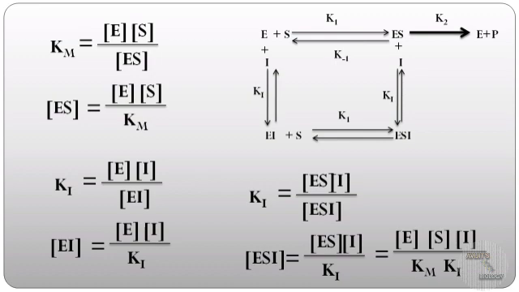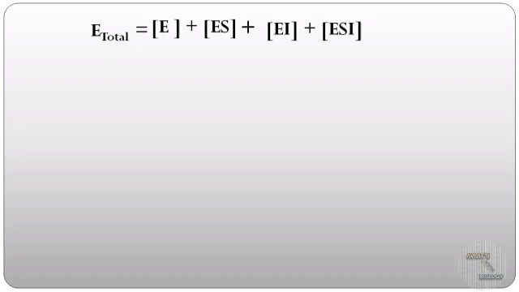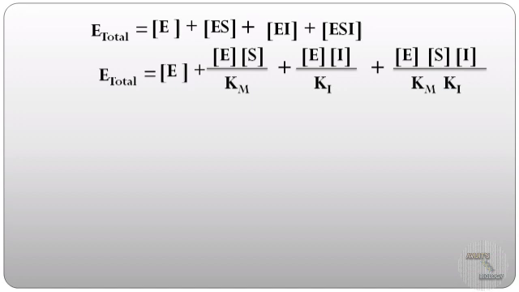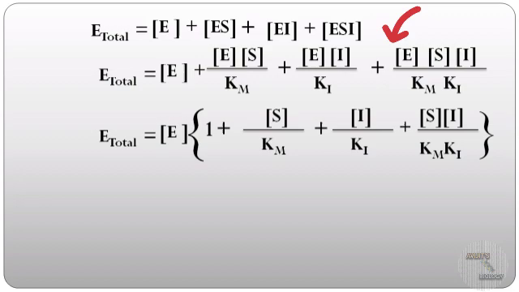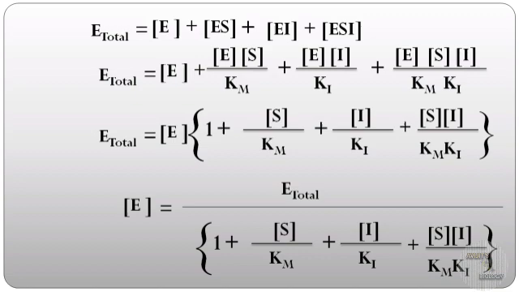Now we know that E total equals E plus ES plus EI plus ESI. So in place of ES we will write E into S by Km, in place of EI we will write E into I by KI, and in place of ESI we will write E into S into I by Km into KI. Thus we can write that E total equals E into 1 plus S by Km plus I by KI plus S into I by Km into KI. Now we can write that E equals E total by 1 plus S by Km plus I by KI plus S into I by Km into KI.